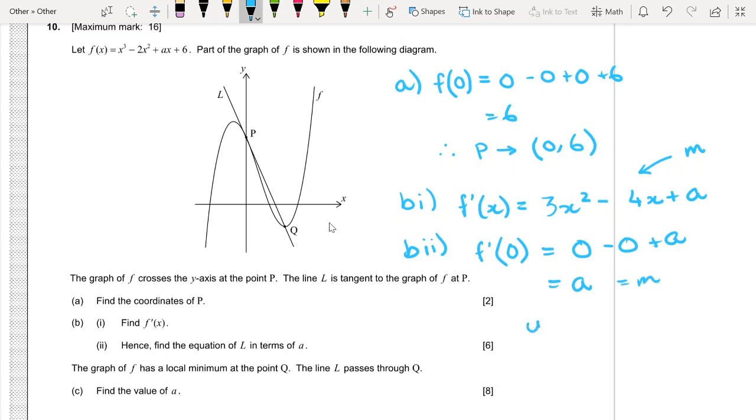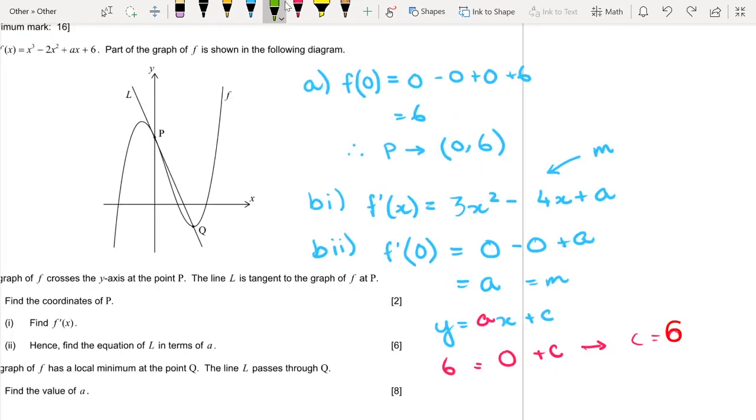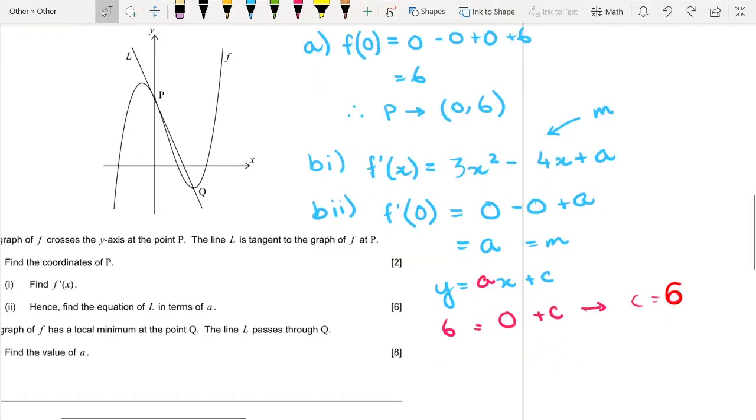And we know the equation of a straight line is y equals mx plus c. But we already know the gradient as a, so let's replace that with a. And then we can use the coordinates of the point and input them into this equation. 6 equals a times 0, which is 0, plus c. The final equation they're asking for is in terms of L. So we can then just say L equals ax plus 6.